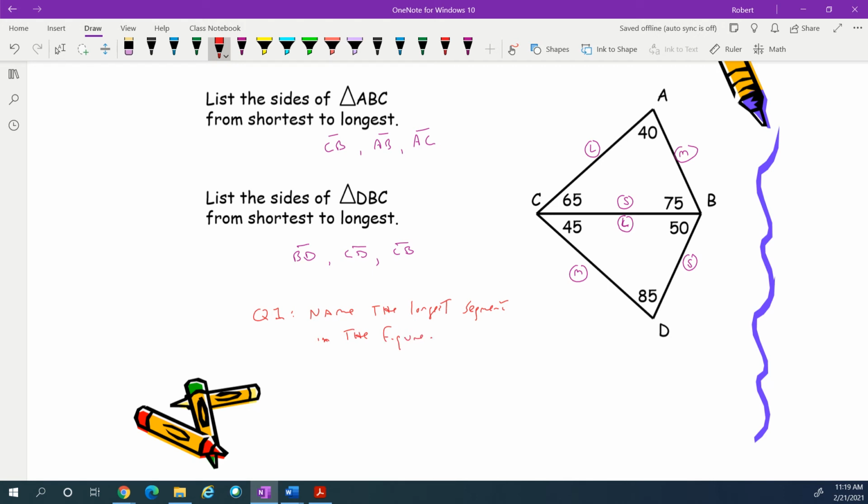So longest, we're looking for something listed or labeled as large or long. Notice the center, CB. It's the longest of one triangle, but it's the shortest of the other. So it's neither. Whenever these are labeled differently, they cancel out. And we're only left with one answer.